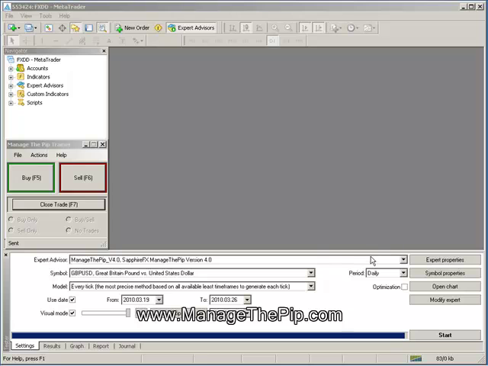Today in this video, I'm going to show how to use the ManageThePip Trainer with the ManageThePip Expert Advisor in the MetaTrader 4 application. This is part 2 of the two-part series for the ManageThePip Trainer. And I'm going to show you how to use the set position mode in the trainer.